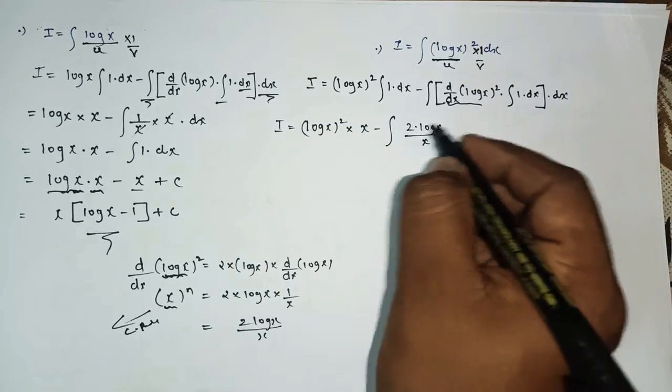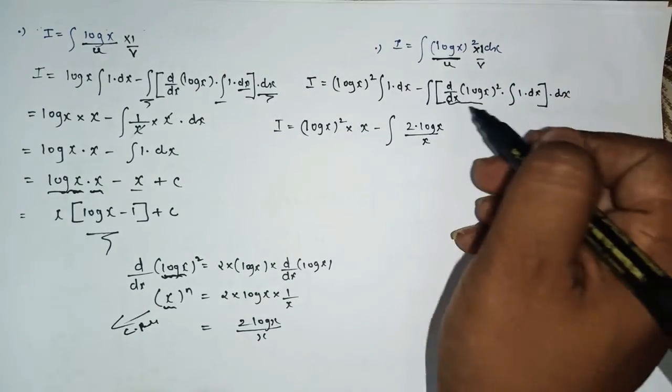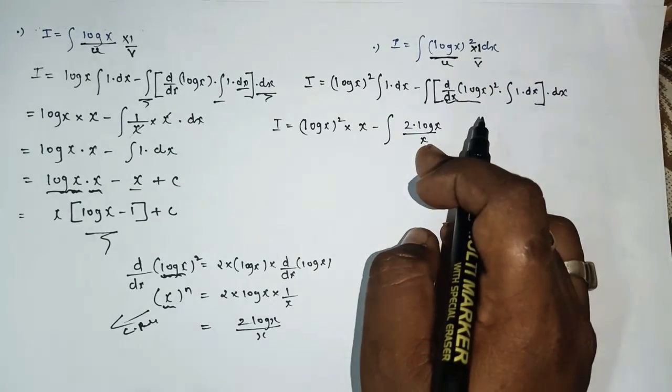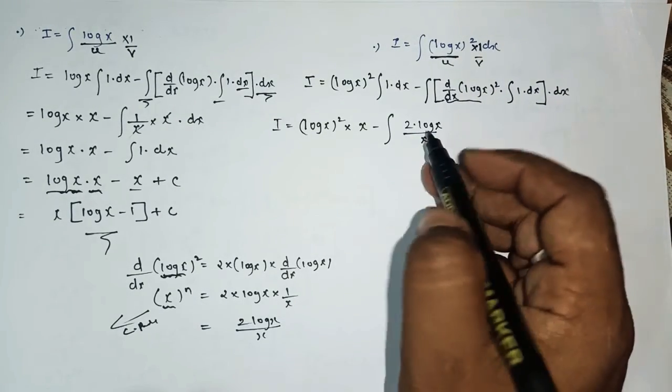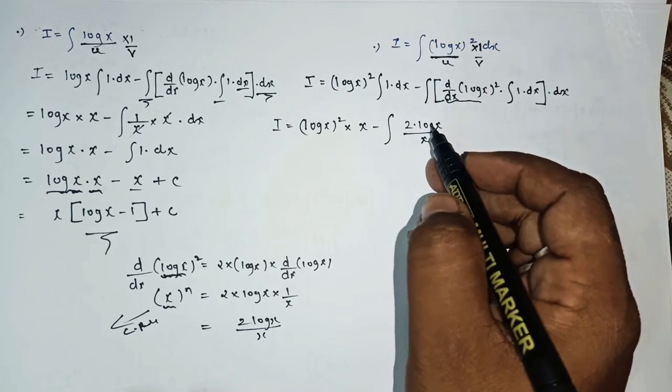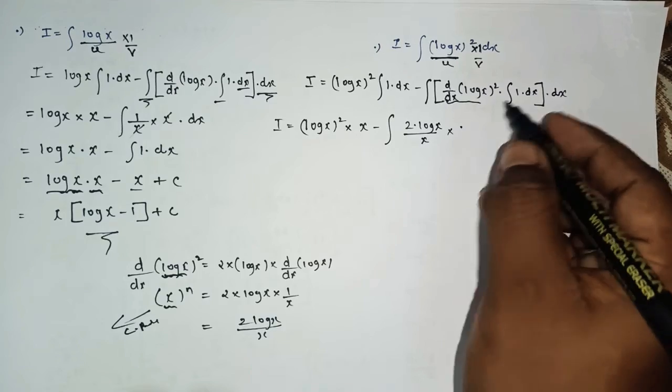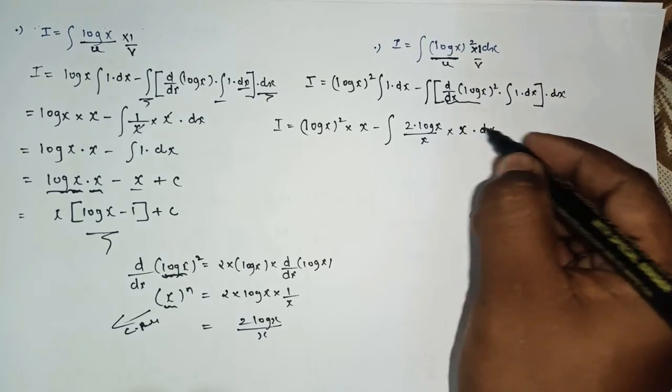You can solve this part directly. Show the step in the rough work and then write the answer directly. So here the answer is 2 into log x upon x into integration of 1, which is x, into dx.